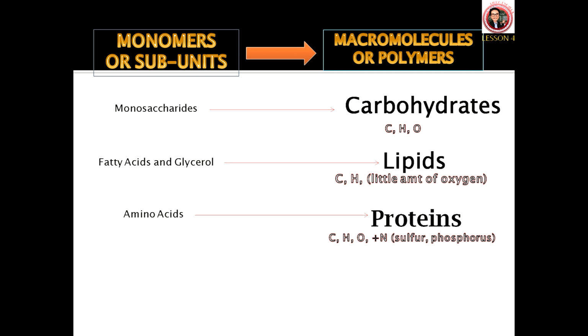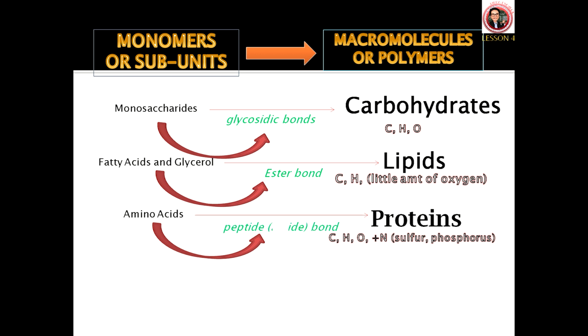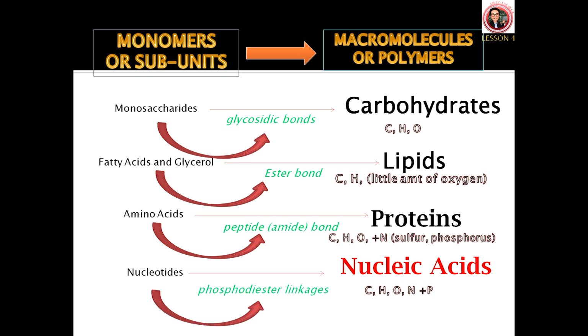Putting together the various monomers of monosaccharides to form a disaccharide or a more complex polymer is made possible by glycosidic bonds. Ester bond naman for lipids and peptide or amide bond naman for proteins. The fourth macromolecule or biological molecule is the nucleic acids na binubuo ng monomers na tinatawag na nucleotides that are joined by phosphodiester linkages. Okay, this time, let's tackle more about nucleic acids.